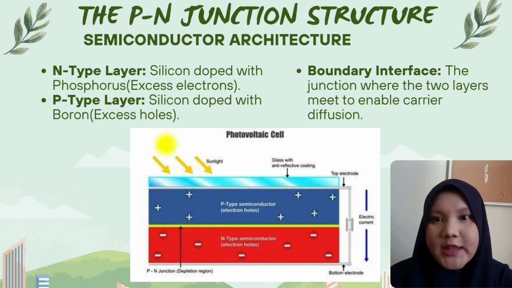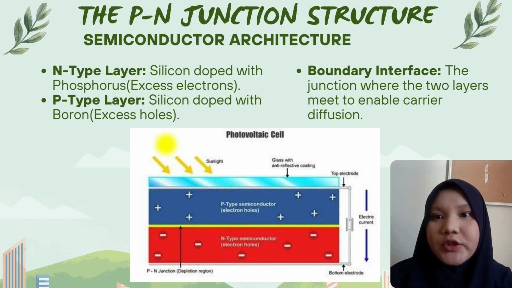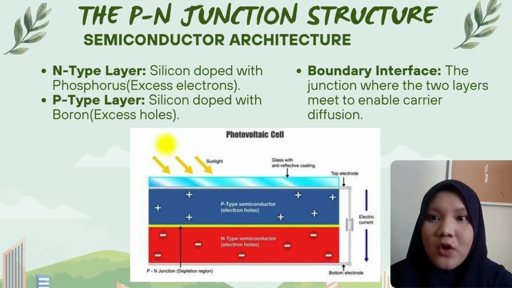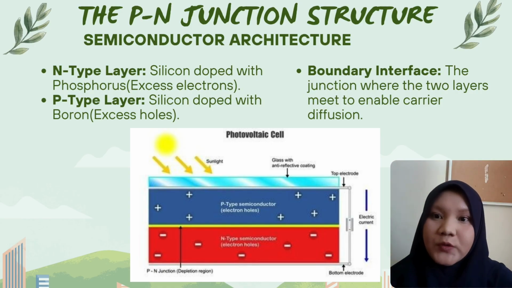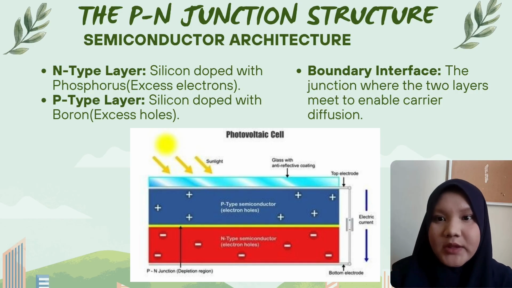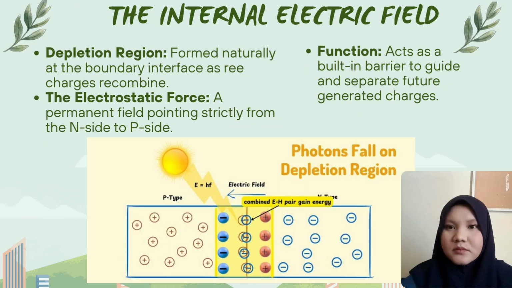Now, let's look at the foundational structure of a solar cell, known as the p-n junction. In semiconductor architecture, we have two distinct layers. The n-type layer is silicon doped with phosphorus to create an excess of free electrons, while the p-type layer is silicon doped with boron to create positive charge carriers or holes. The meeting point between them is the boundary interface, where carrier diffusion begins.